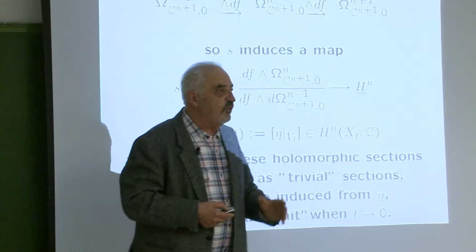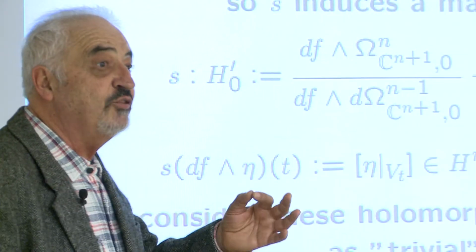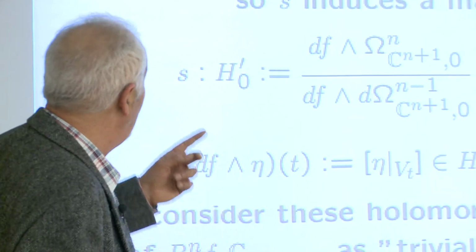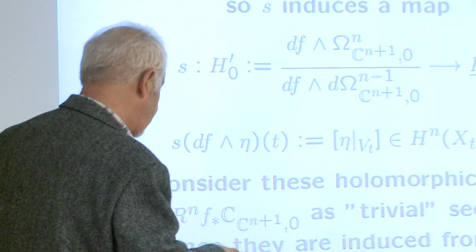So we're getting some specific sections of the bundle which have a geometric meaning: when t tends to 0, they are not going to infinity. So we're not putting a fiber over 0. What we're doing is getting some special sections which come from C^(n+1). And so these are these ones.